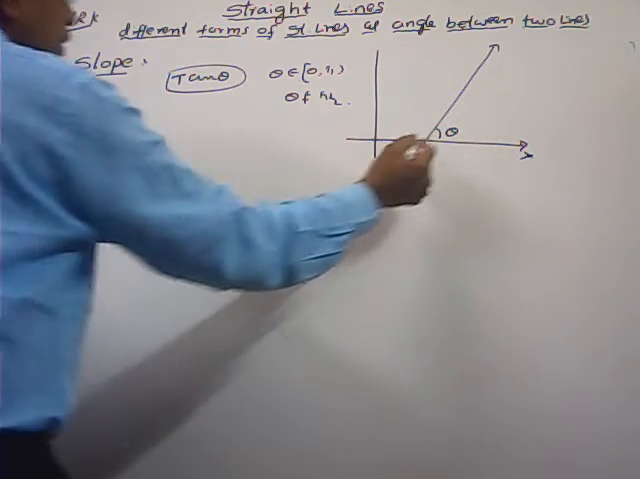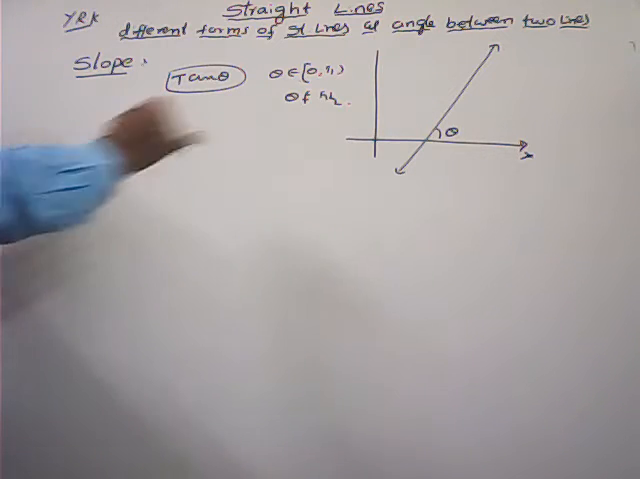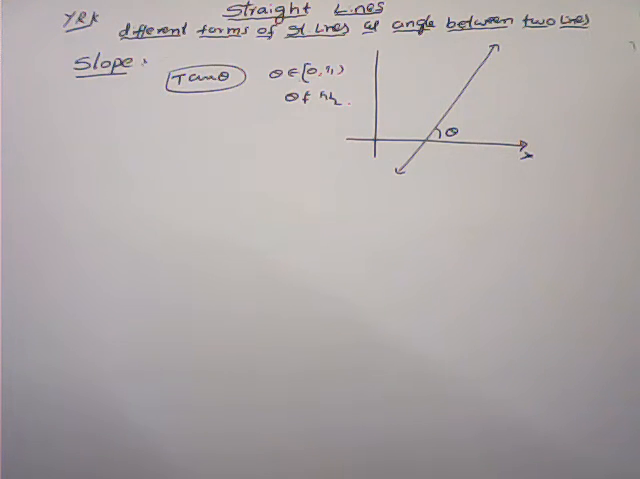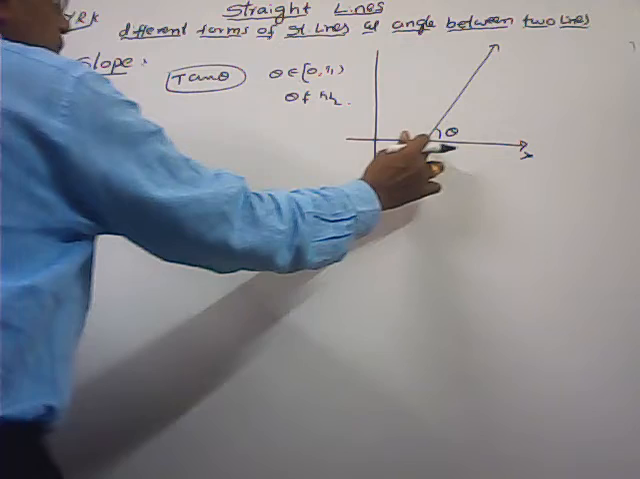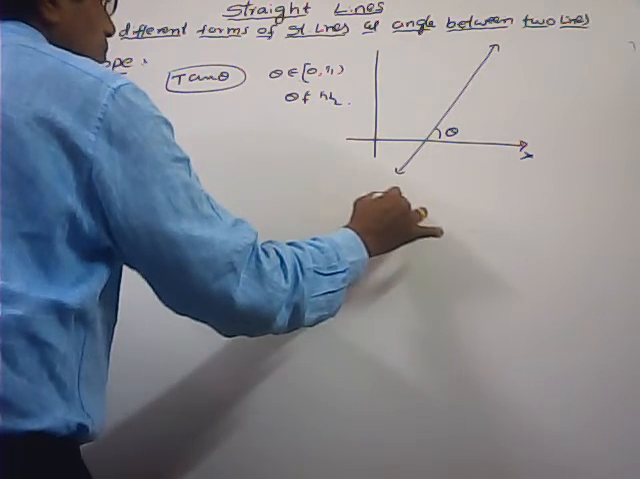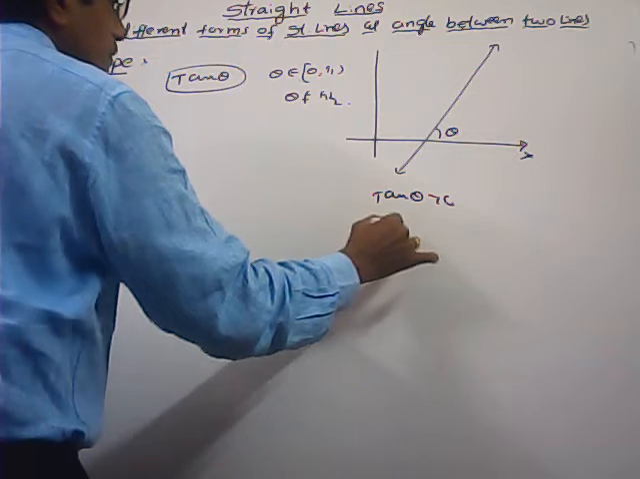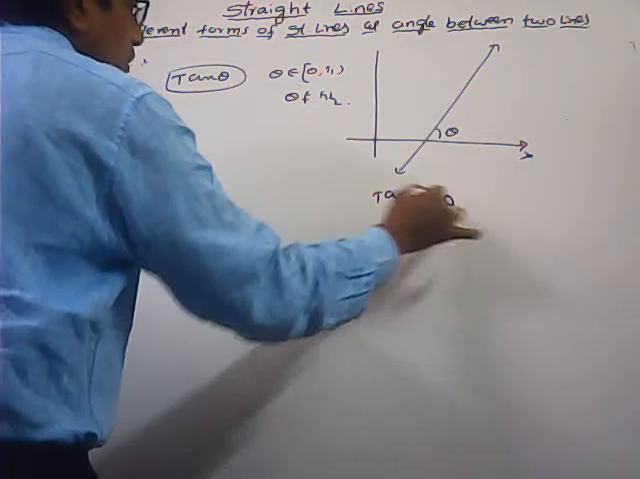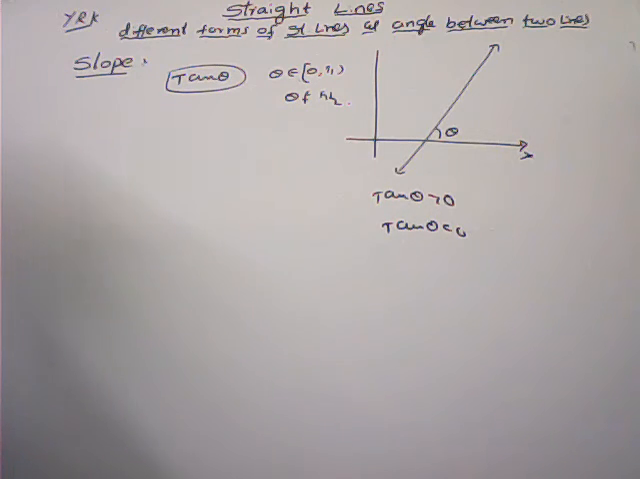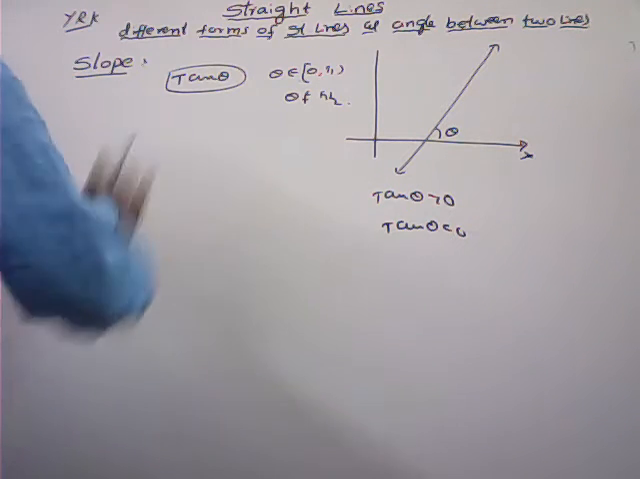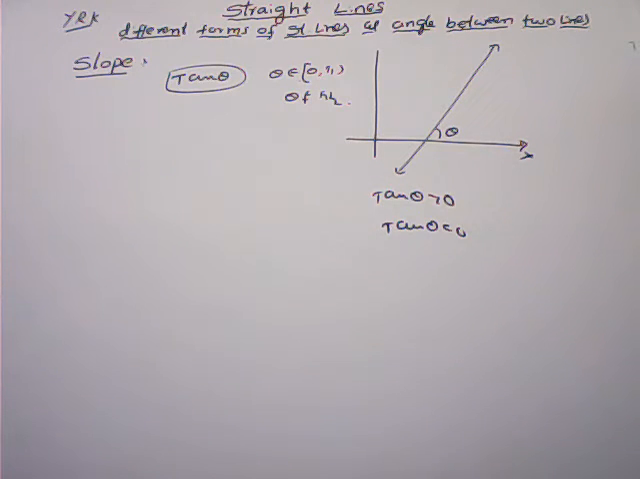Here theta we say inclination, that is the angle made by the line with the positive direction of x-axis. If it is 0 to 90, tan theta is positive, and 90 to 180, tan theta is negative. If the inclination is acute, tan theta is positive. If theta is obtuse, tan theta is negative. This one we say slope of the line.